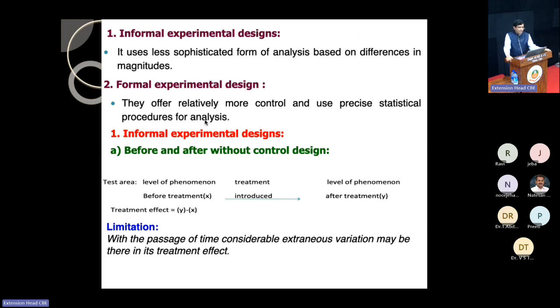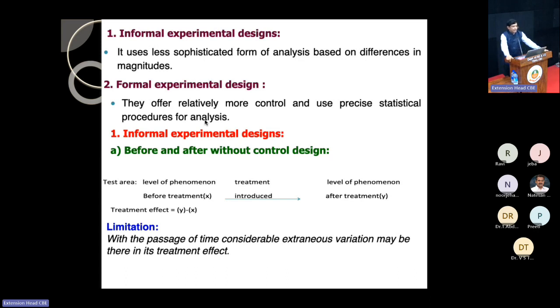Formal experimental designs offer relatively more control and precise statistical procedures. I told you, for experimental designs you have to remember only the maximum principle and administer high-end statistics, multivariate statistical techniques, because the data is so voluminous and rigorous analysis has to be conducted.